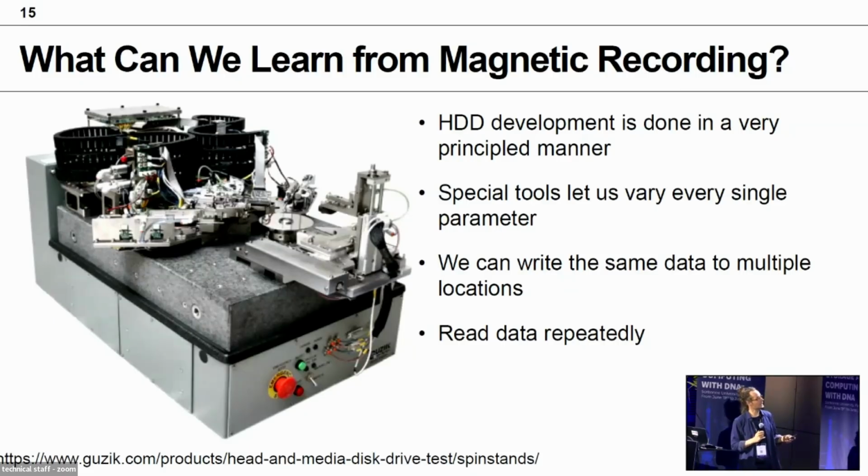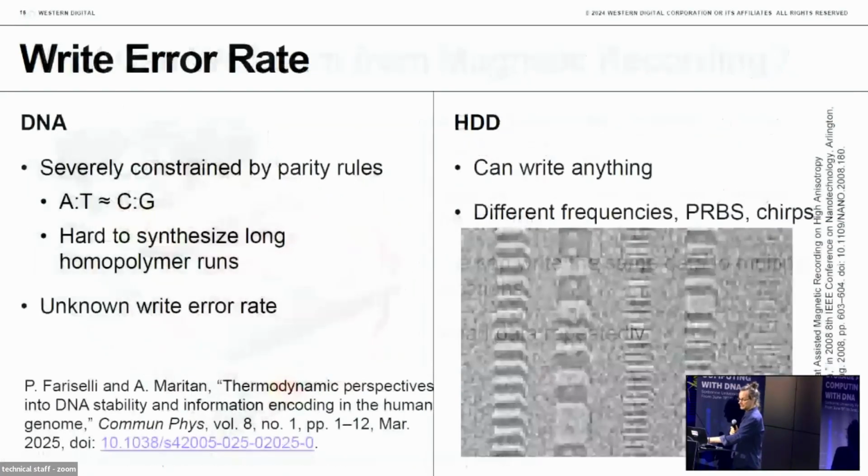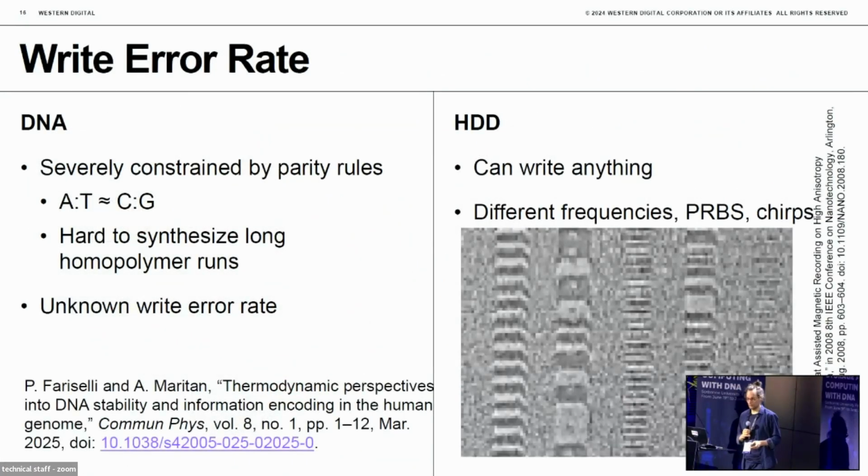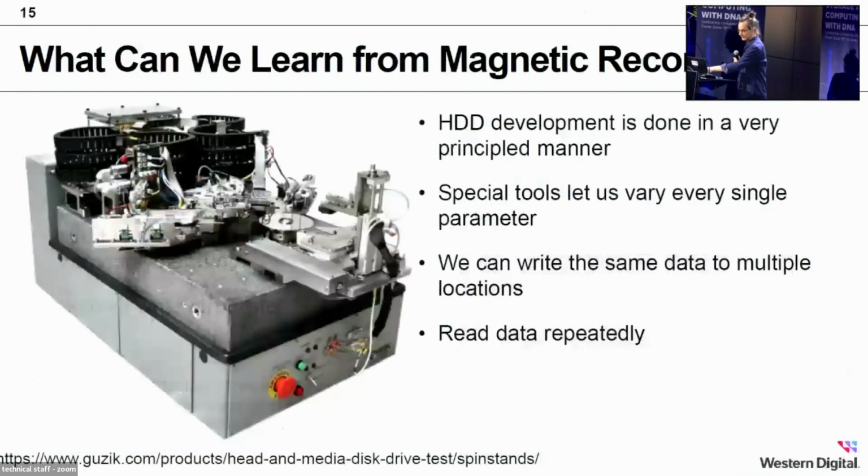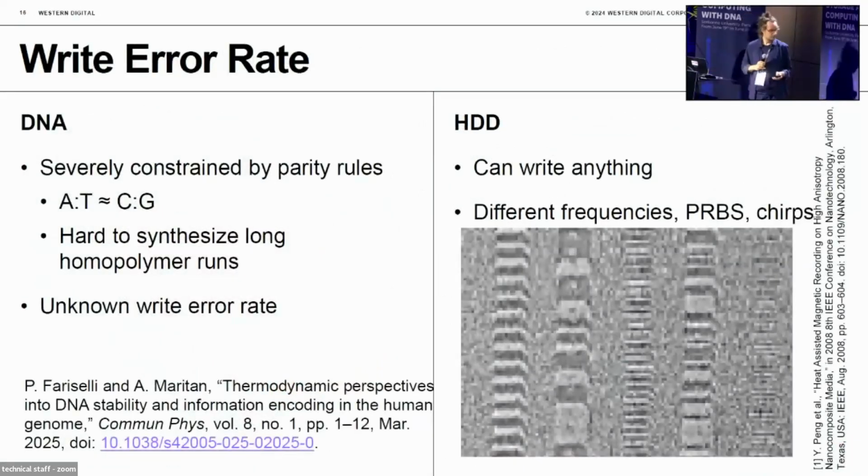You can see the platter from the hard drive that sits there on an extremely precise spindle, much more precise than even the extremely precise hard drive. And you can really change all the parameters here. You can change gaps, distances, speed, and everything. You can read data multiple times. And we have a lot of these. We have rooms full of these machines. And that's a big difference when we compare what we can do.